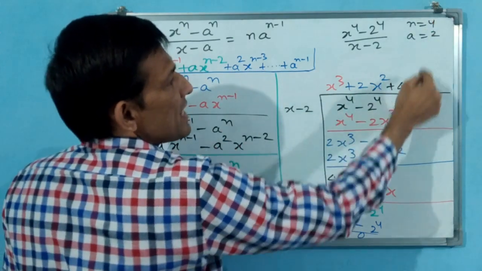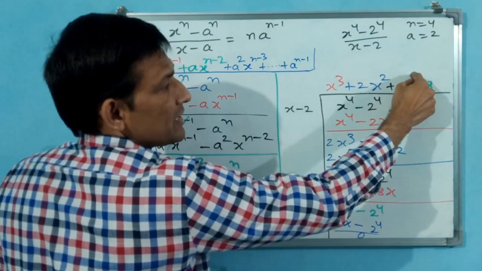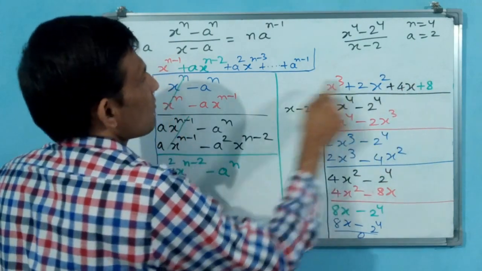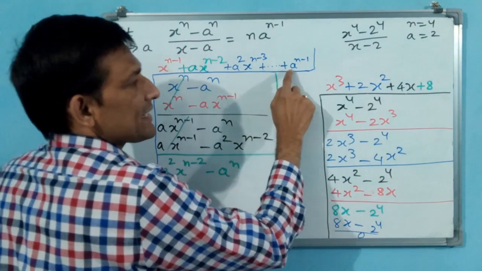X to the power of n minus 3. Why? Because 4 minus 3 is 1, so x to the power 1 is there. X to the power of n minus 3. Like that it will go.